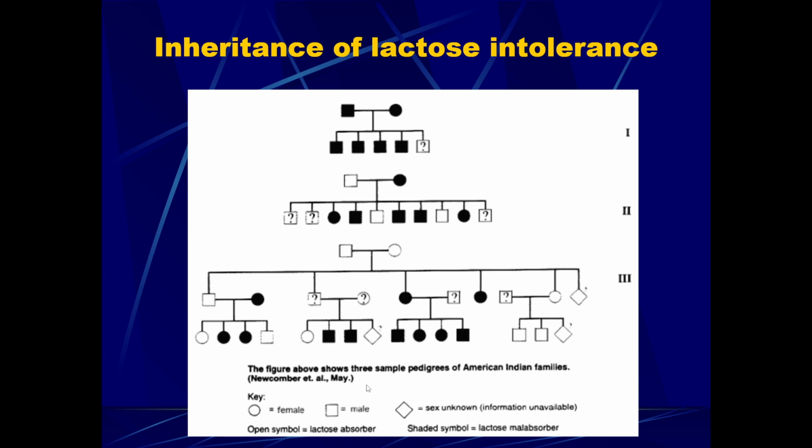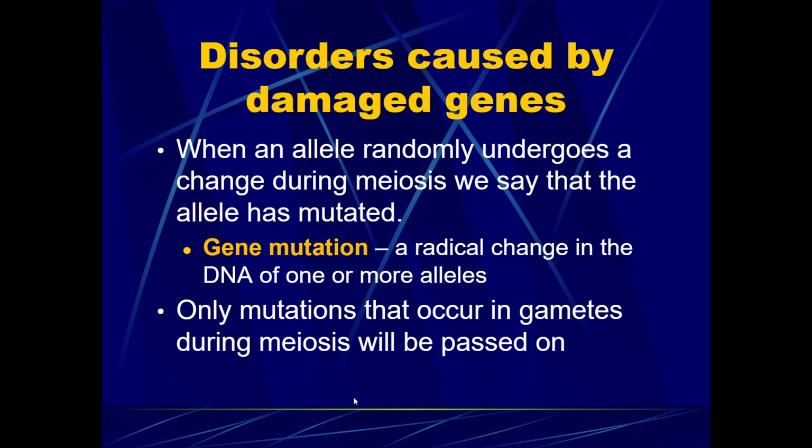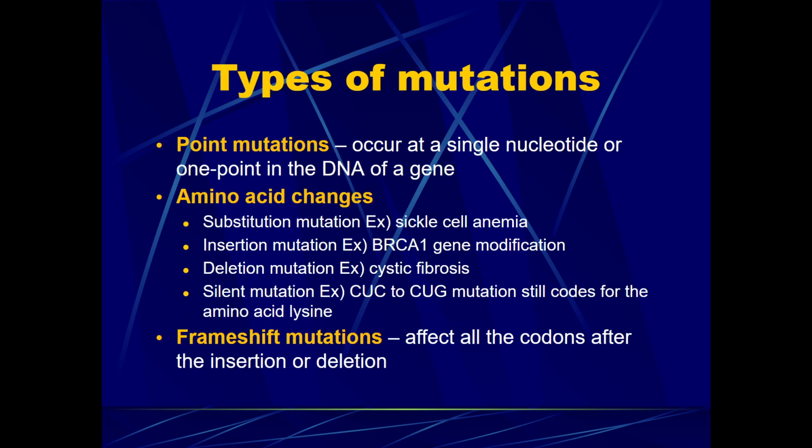A lot of times without genome sequencing, you can't be sure. All right, there's also disorders caused by damaged genes. And this is when an allele randomly undergoes a change during meiosis. We say that it has mutated. A gene mutation is just a radical change in the DNA of one or more alleles. Usually it's not positive or negative, it's pretty neutral, it doesn't do much. But only mutations that occur in gametes during meiosis could be passed on or inherited.